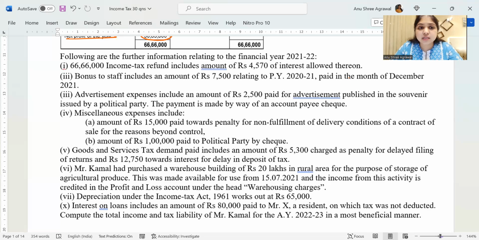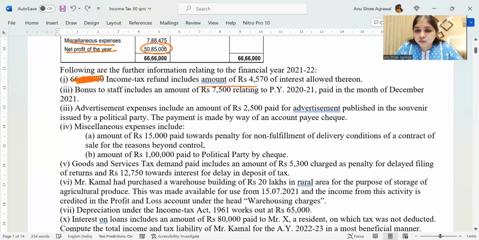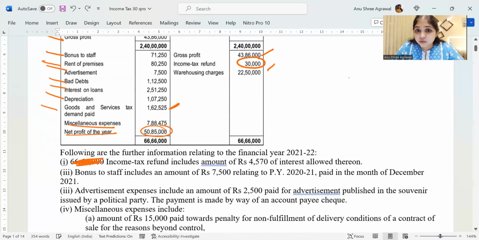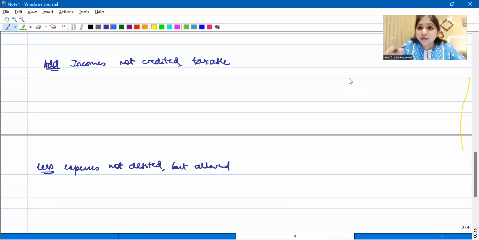Now coming to the adjustments, look at this. Income tax refund includes an amount of 4,570 interest allowed thereon. What about this? Income tax refund includes 4,570 interest on income tax refund. So we have already removed the whole income tax refund. We have removed it fully from PGBP. We did not take it to any other head, but they are saying 4,570 is interest. What will I do with this 4,570? I will take it to the IFOS head.